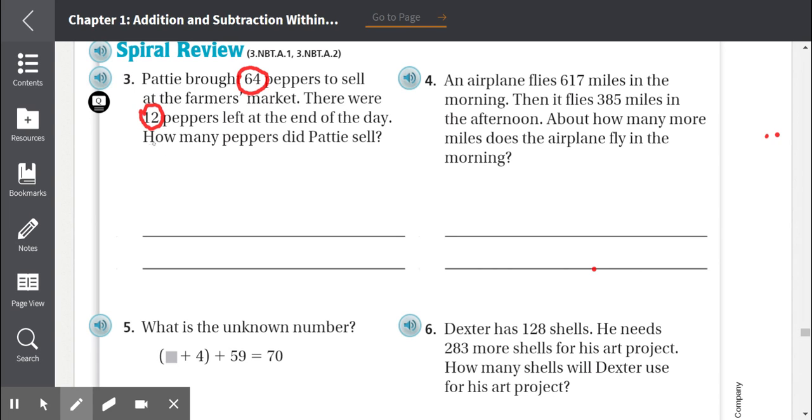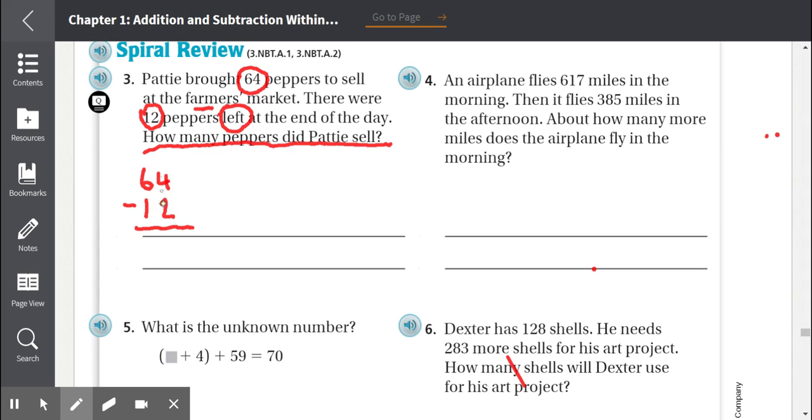Now our question says, how many peppers did Patty sell? So to find that out, we see also our keyword left. That's going to let us know to subtract. So I put my subtraction sign next to the word left, the amount left over. So let's begin subtracting. We start with the bigger number, 64 minus 12.